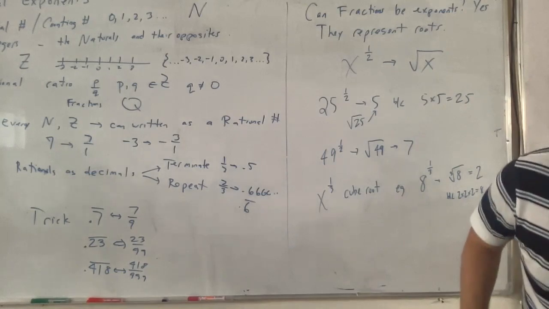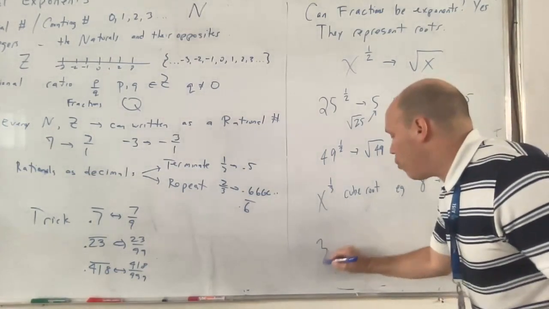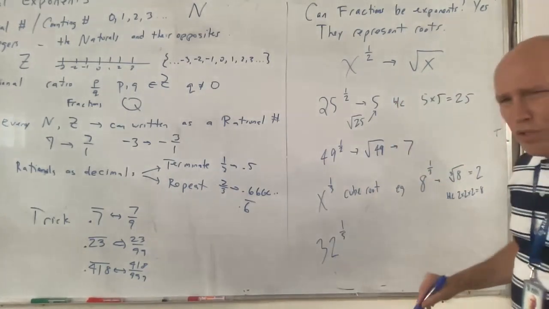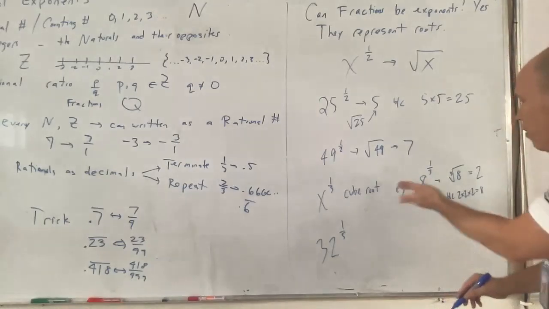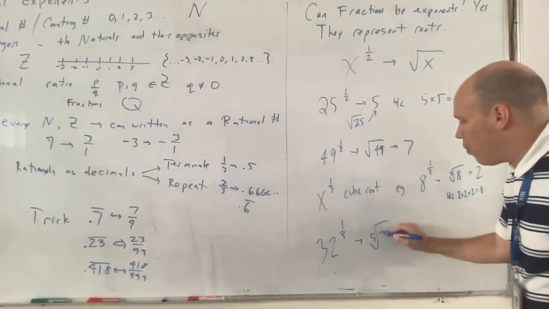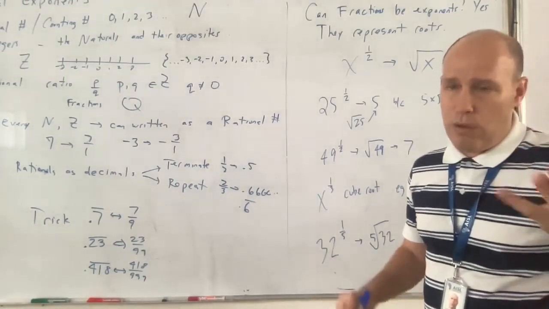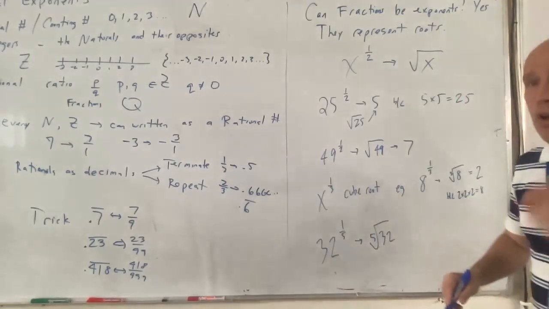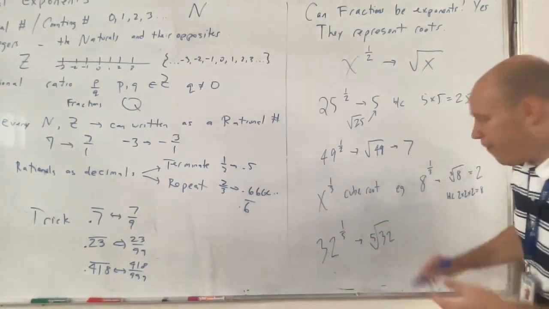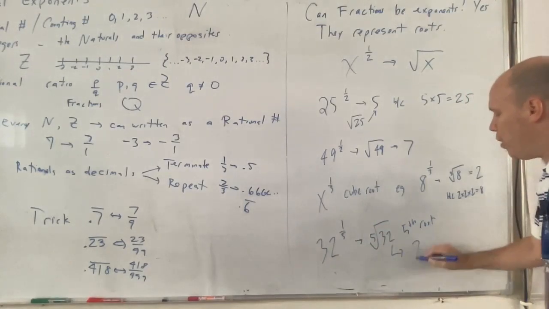Can we do other roots? Yeah. How about 32 to the 1/5? Well, it's the 5th root of 32. What times what times what times what times what gives me 32? That's 2. Or use your calculator. Once again, this is the fifth root, and this is 2.